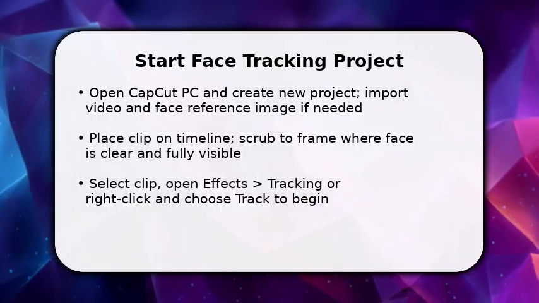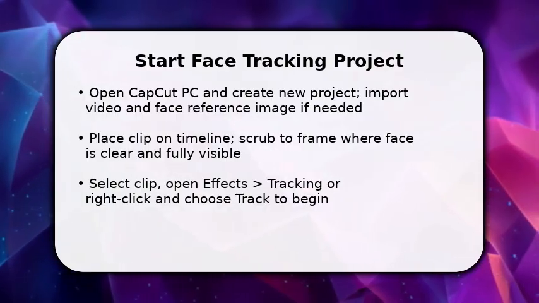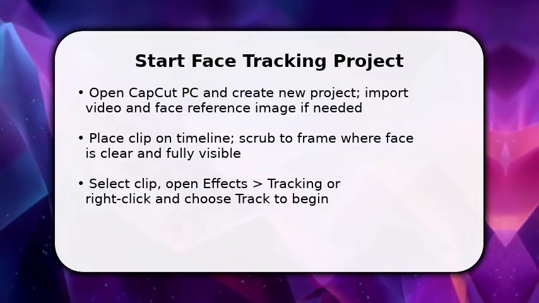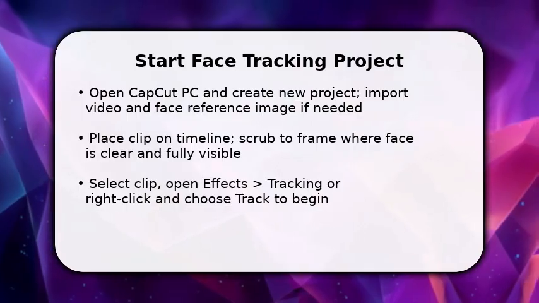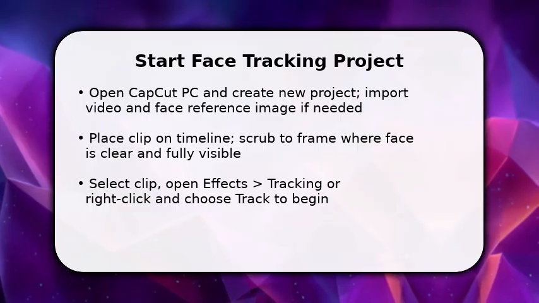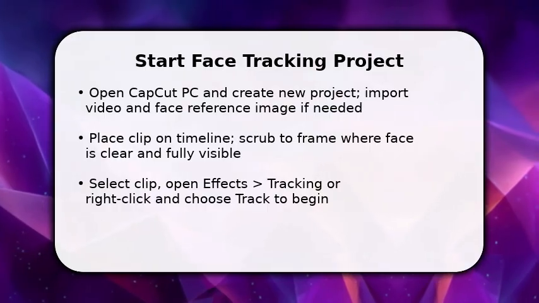You start by importing your footage and getting straight to the frame where the face is largest and unobstructed. Once done, select the clip on the timeline and open the tracking controls in Capcut PC. This is under Effects Tracking or via right-click Track. Make sure your video resolution and frame rate match your export goals to avoid jitter.